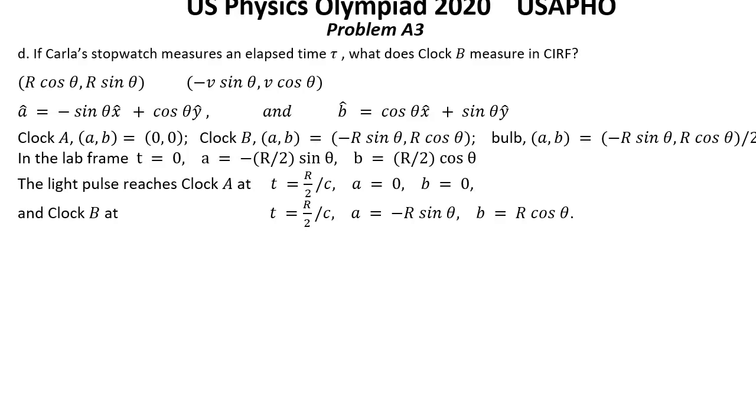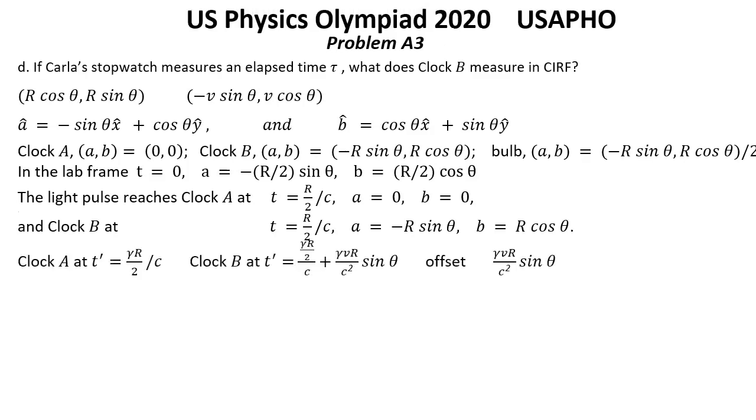Under the Lorentz transformation from the lab frame to CIRF, the light pulse reaches clock A at t' = γ(r/2)/c, and clock B at t' = γ(r/2)/c + γvr/c² sin θ. Thus, clock B is reached at a time offset from clock A by γvr/c² sin θ in the reference frame moving at Va = V and Vb = 0.